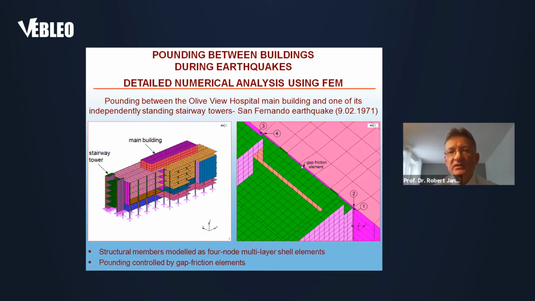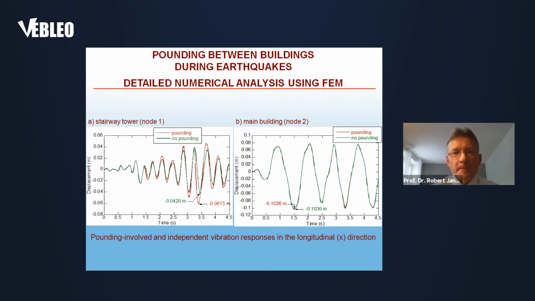On the right side of this transparency, we can see the gap friction element, one of those used in the analysis. In this case, a different approach was used when collision was detected. 2 nodes were fixed in the longitudinal direction, and friction was also applied in the vertical and transverse directions so as to simulate a real collision. And we can observe some examples of the results of the analysis.